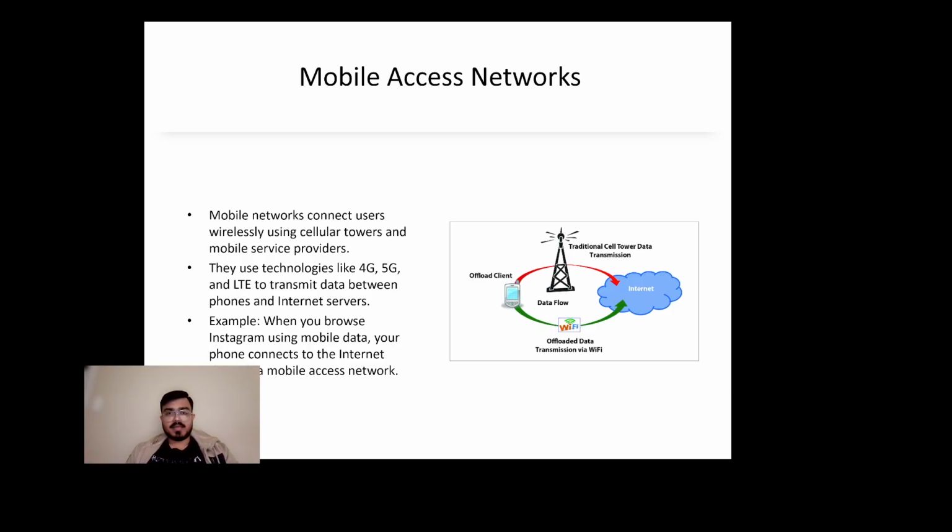So let's see the mobile access network. Mobile networks connect your phone to the internet without Wi-Fi. It uses cell towers instead. When you use 4G, 5G, or LTE, your phone connects to the nearest tower, which passes your data to the mobile provider and then to the internet. For example, when you scroll Instagram using mobile data, your phone sends and receives information through a mobile access network. That's why you can use the internet even while traveling in a car or bus. So you can see here in the diagram.